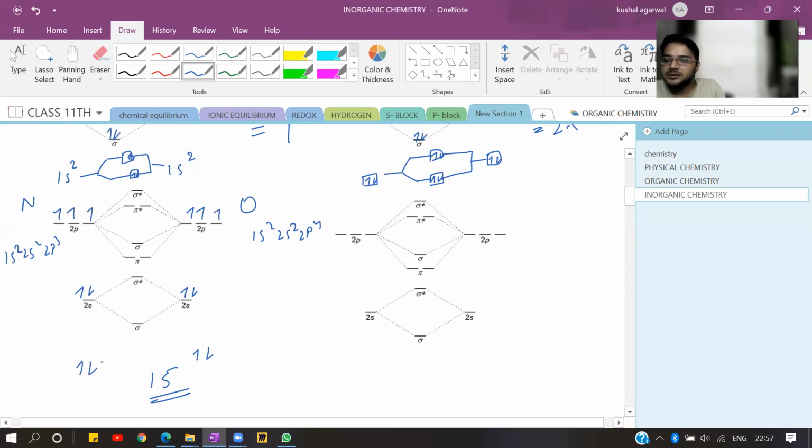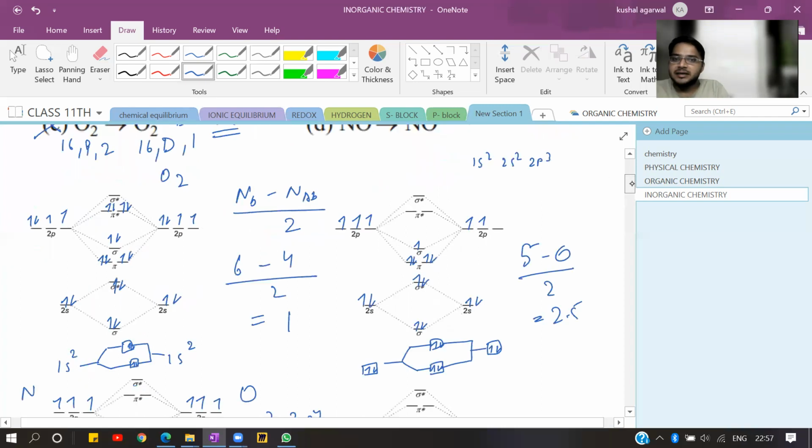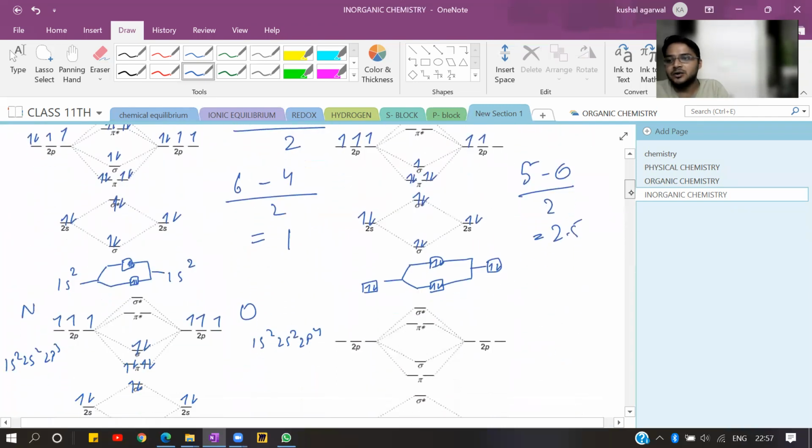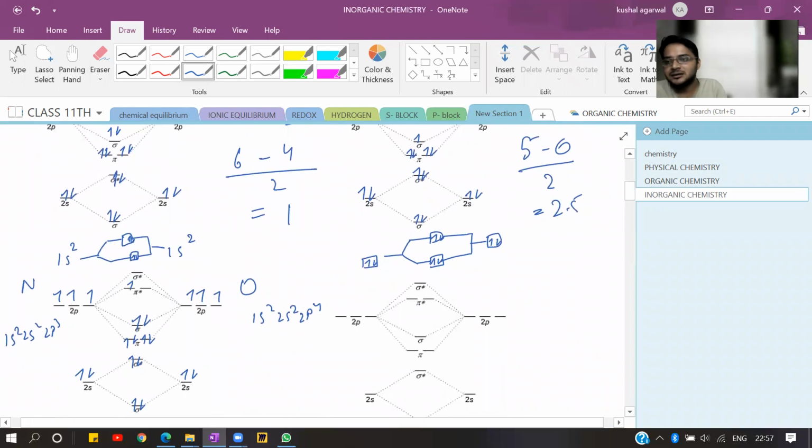But for NO positive, 1 electron less you have to fill. For 1s you will fill 2 electrons in the anti-bonding and 2 in the bonding. Similarly anti-bonding, bonding, and here 1, 2, 3, 4, 5, 6. So NO is paramagnetic in nature and NO positive is diamagnetic in nature.